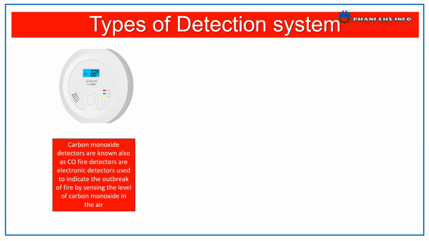Carbon monoxide detectors, also known as CO fire detectors, are electronic detectors used to indicate the outbreak of fire by sensing the level of carbon monoxide in the air. Carbon monoxide detectors have an electrochemical cell which senses carbon monoxide, but not smoke or any other combustion products.